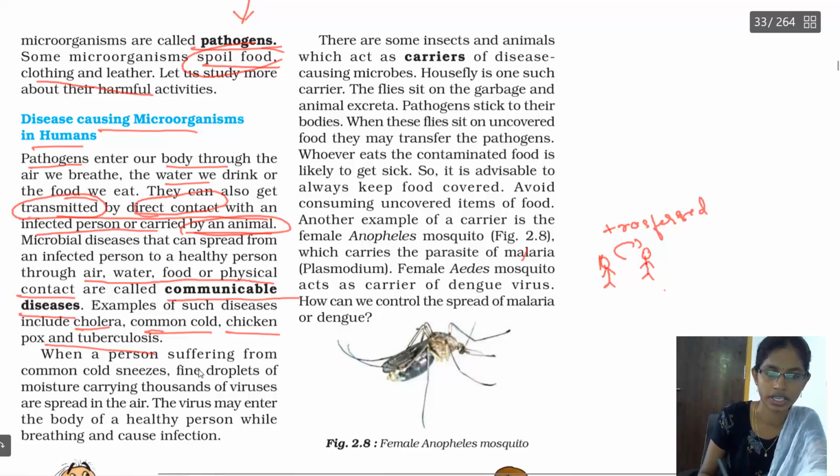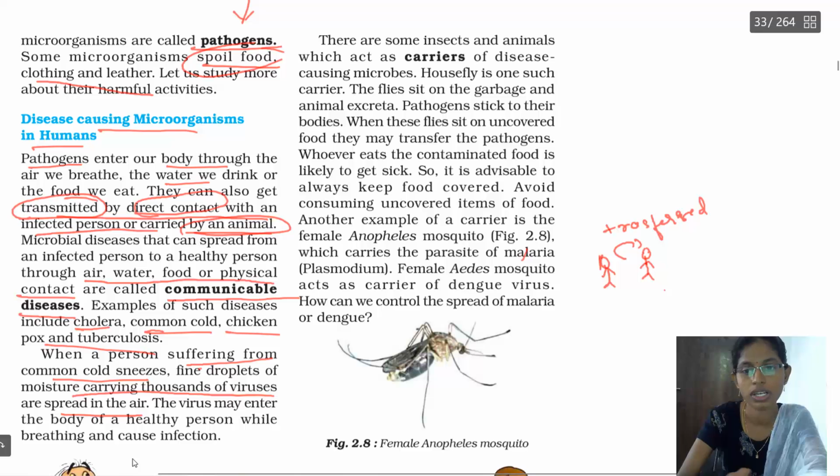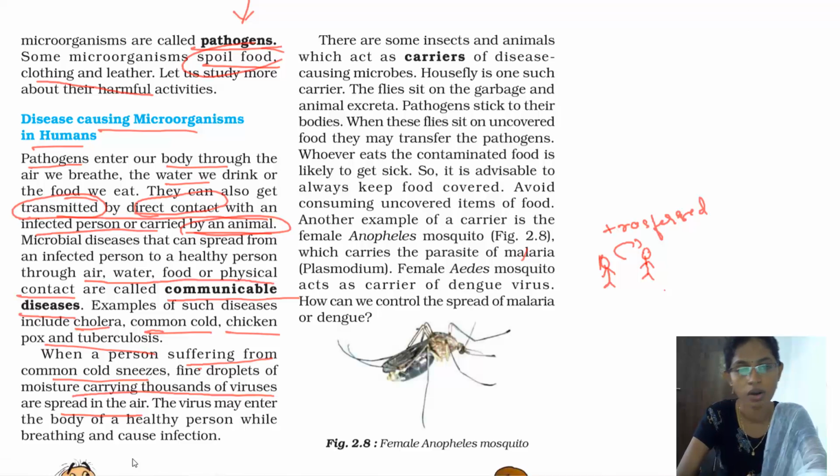Here they say, when a person is suffering from common cold and sneezes, fine drops of moisture carrying thousands of viruses are spread in the air. Whenever a person coughs or sneezes, the viruses or the harmful bacteria present in his body come out in fine droplets. Have you seen, when you are sneezing or coughing, droplets come outside into the atmosphere?